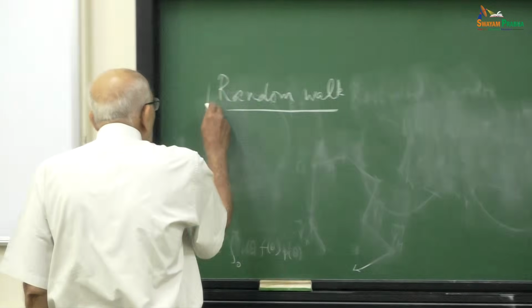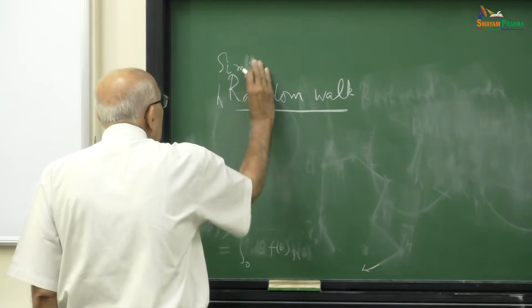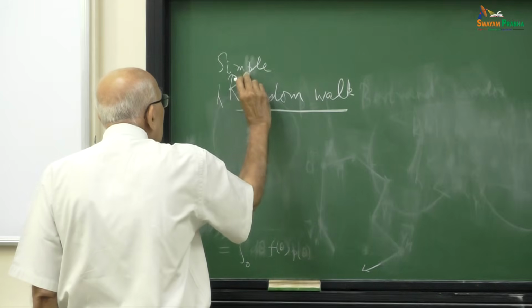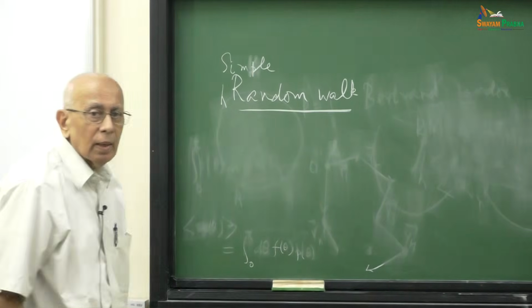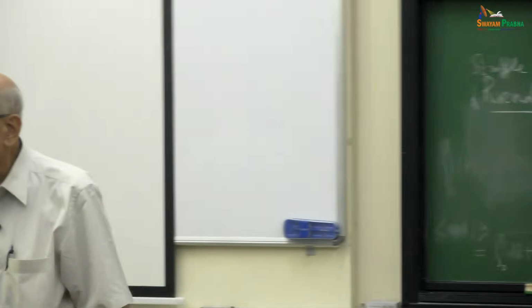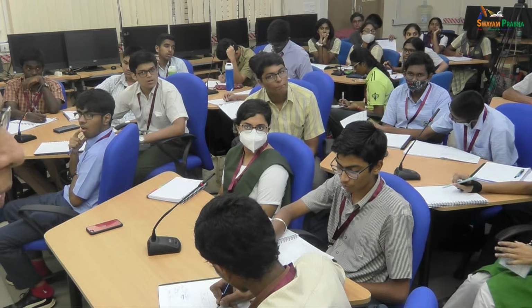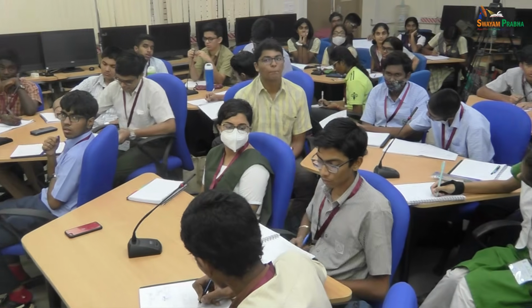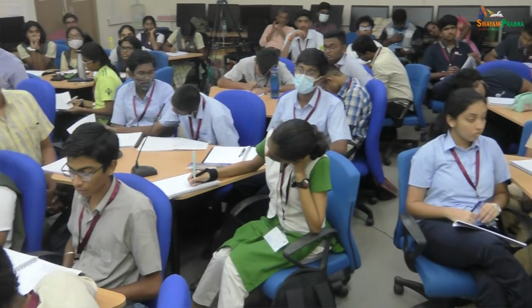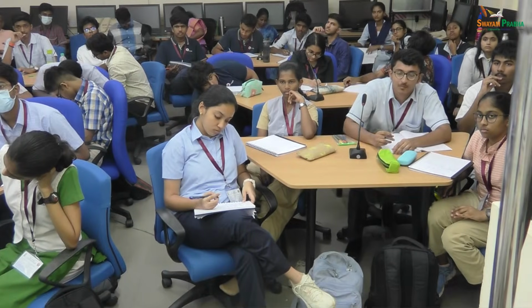So now I'm going to do a simple random walk. The simplest random walk. And I'd like to relate this to what we already know, namely the binomial distribution. What RMS distance? Root mean square distance? It's a measure of how far you are from the starting point.